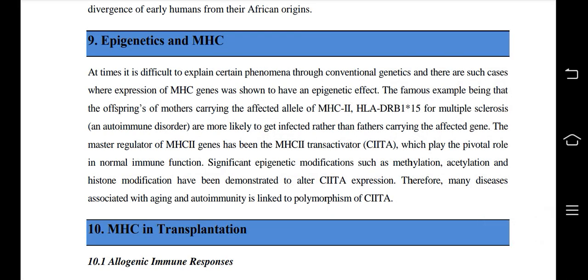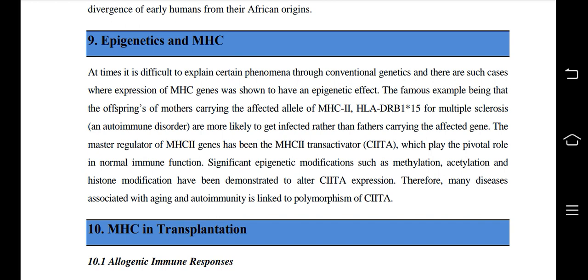Epigenetics and MHC. At times, it is difficult to explain certain phenomena through conventional genetics, and there are such cases where expression of the MHC gene was shown to have an epigenetic effect. The famous example is that the offspring of mothers carrying the affected allele of MHC2, HLA-DRB1*15, for multiple sclerosis, an autoimmune disorder, are more likely to get affected than those of fathers carrying the affected gene.